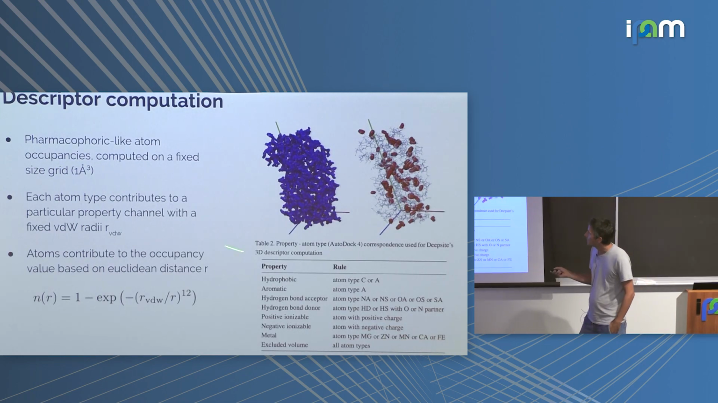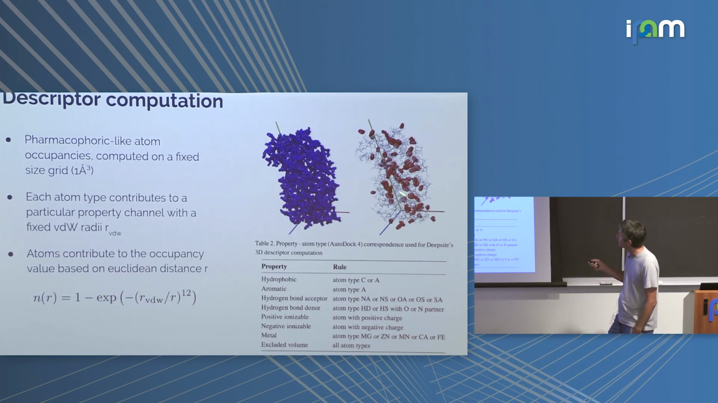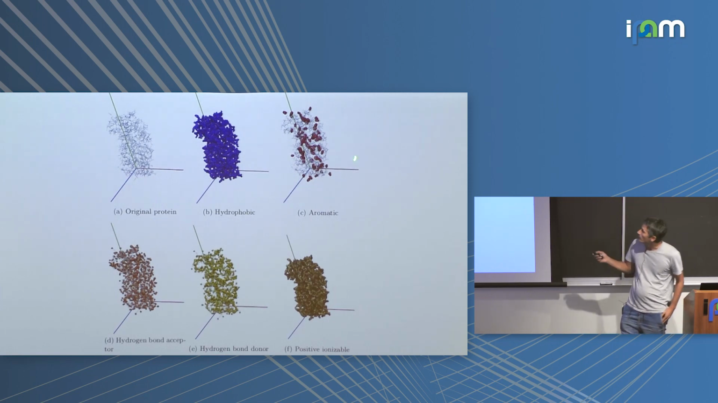The way it works, you take all the atoms of your protein and divide them by channel, like for instance hydrophobic or aromatic and so on. Then for every atom you build a kind of occupancy around the atom, so you interpolate the atom on its size. You interpolate the atom position on a grid. We usually use a grid of 1 Angstrom, and so you get figures like this, one for each channel.